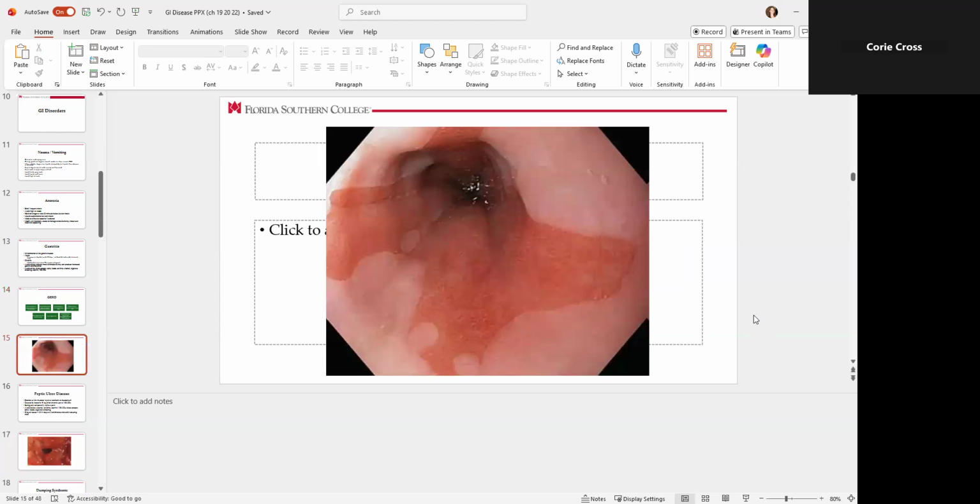This is just a picture of the irritation that GERD causes to the stomach lining.